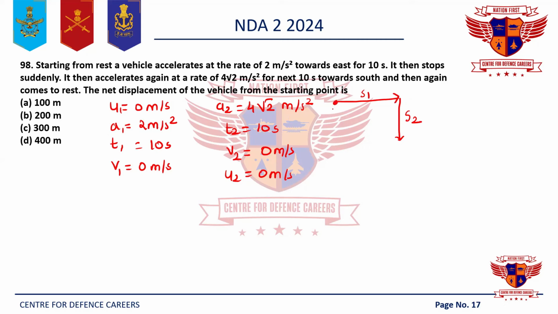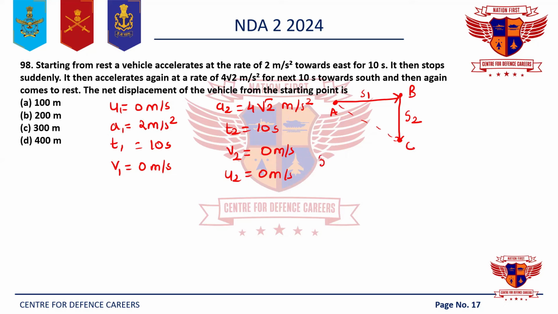They've asked you for the net displacement. This is A, let's call this point B, and let's call this point C. So we have to find out the net displacement. Okay, so we have to basically find the AC. So for that, we have to first calculate S1 and S2. So let's apply the equations of motion.